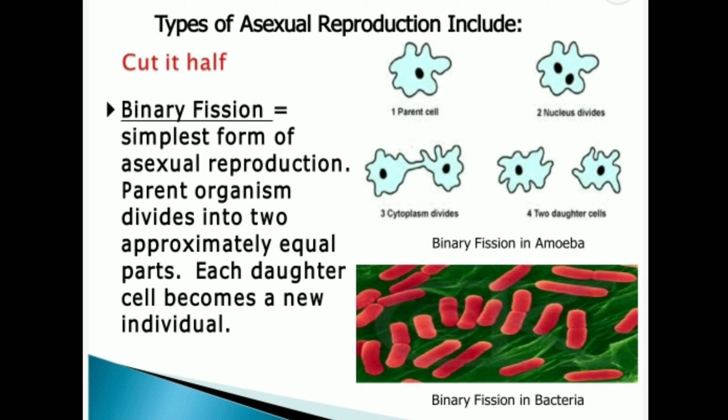Okay, so let's study binary fission first of all, the very first kind of asexual reproduction. It is the simplest form of asexual reproduction, simplest of all the types. In this, the parent organism divides into two approximately equal parts. You can see in the picture. Each daughter cell becomes a new individual afterwards. So this kind of reproduction is called binary fission. Binary also means two, splitting into two. You can read it as cutting in half also.